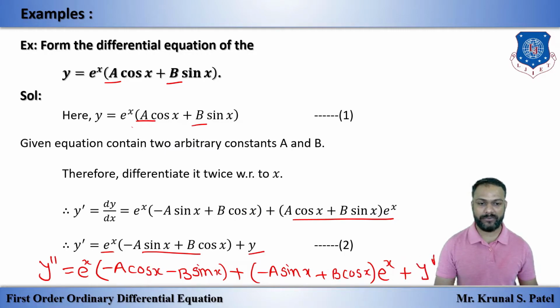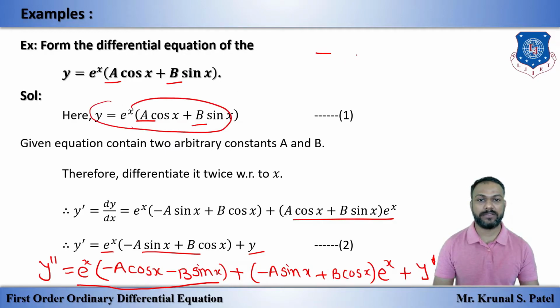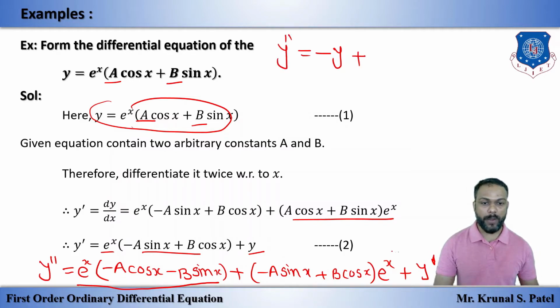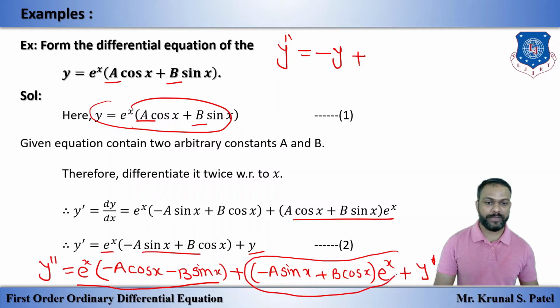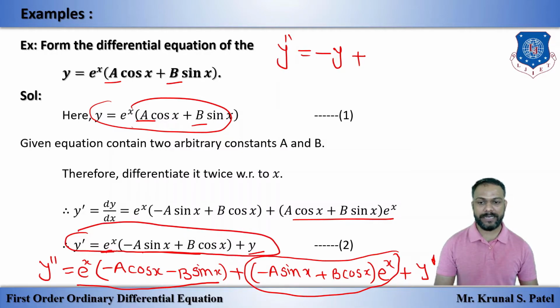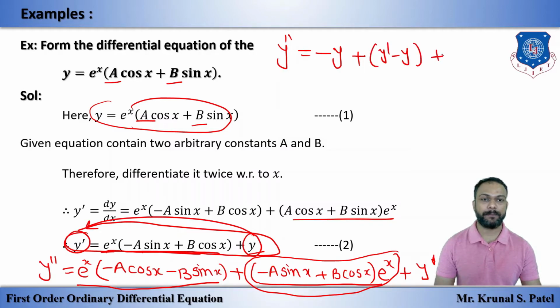Now again you can verify that if we take minus outside from this term, this term and this term become plus, so we have minus, and this e raised to x and bracket is the same as equation number 1, so we can put minus y. This y double dash as it is, plus you can observe this term, which we can obtain from equation number 2. We can see that e raised to x in this bracket is the same, so we can put this value y dash minus y. So here we have y dash minus y and plus y dash as it is.